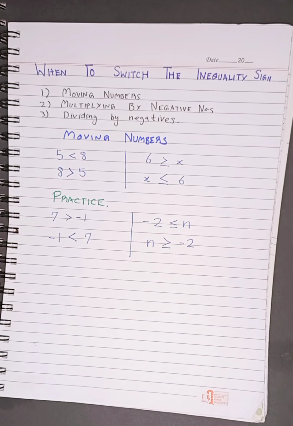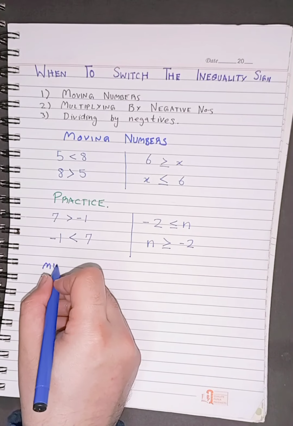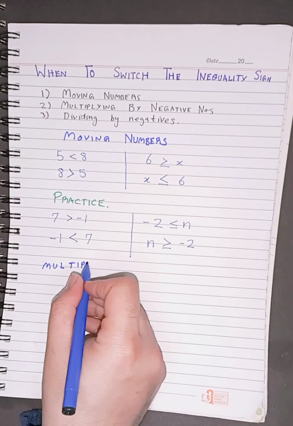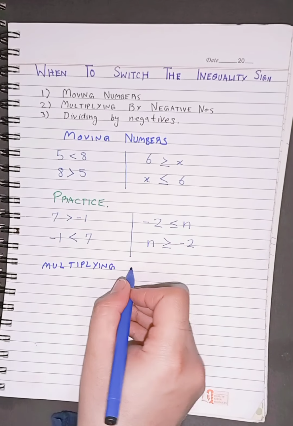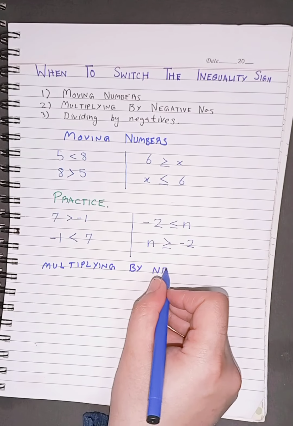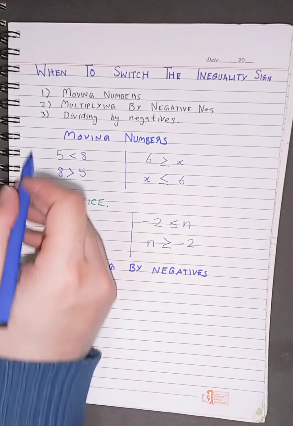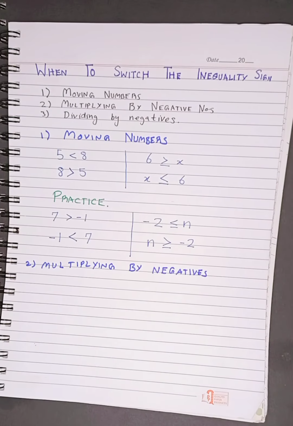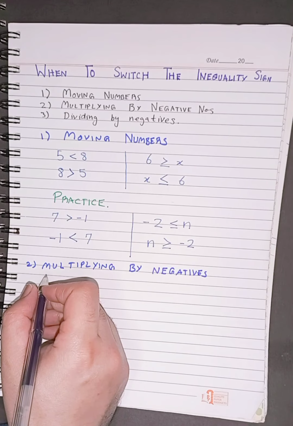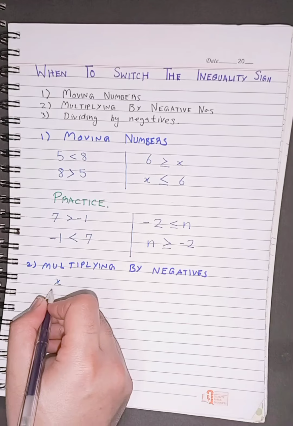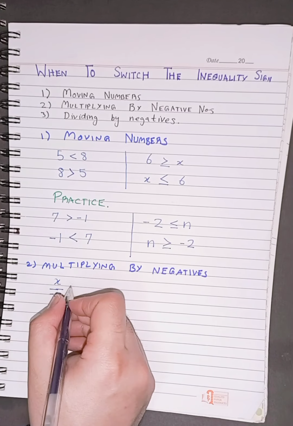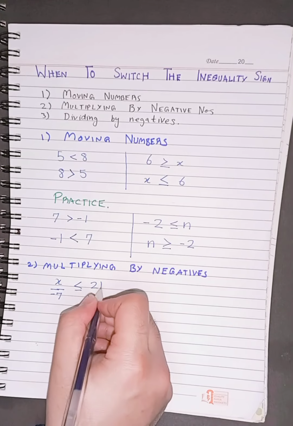So we will see here multiplying by negative numbers. This is the second scenario. This was the first scenario. Here, for example, you have this equation: x over minus 7 is less than equal to 21.